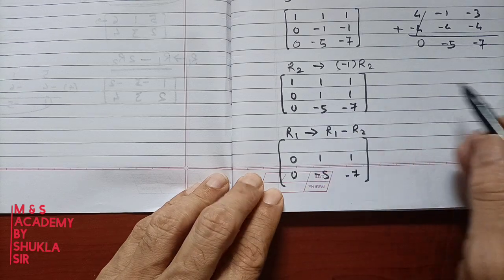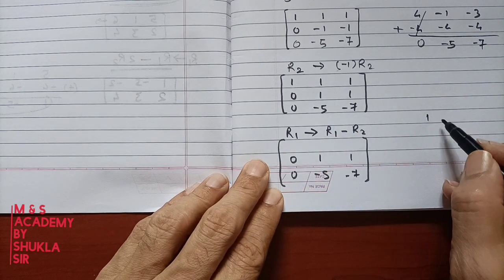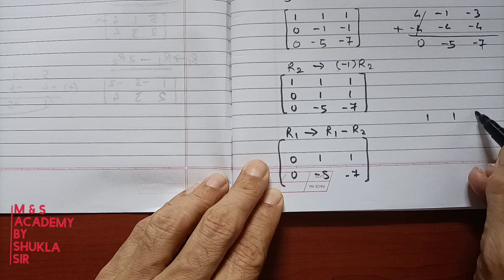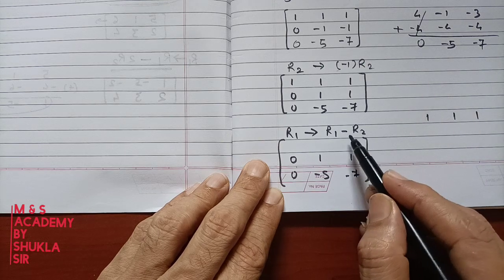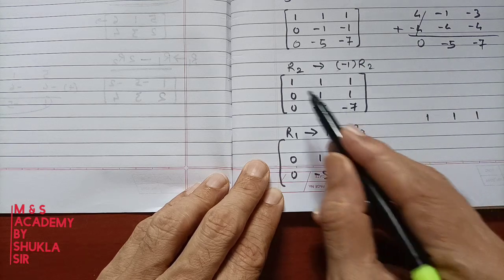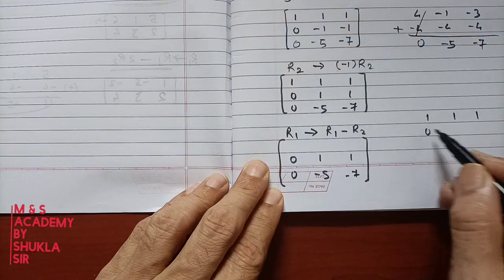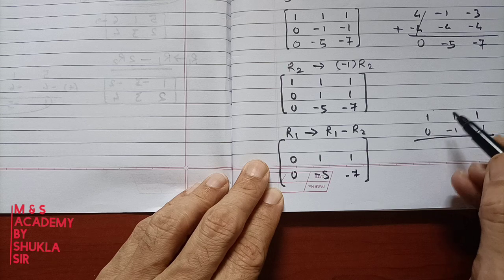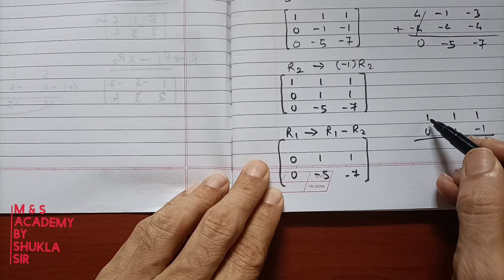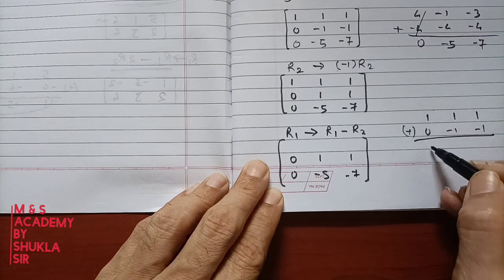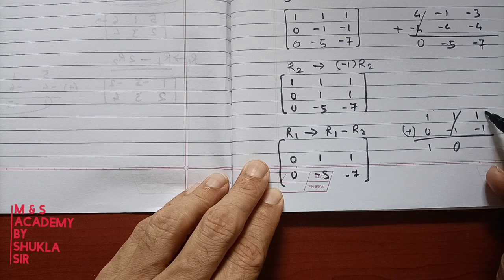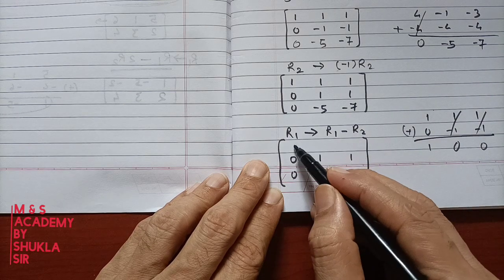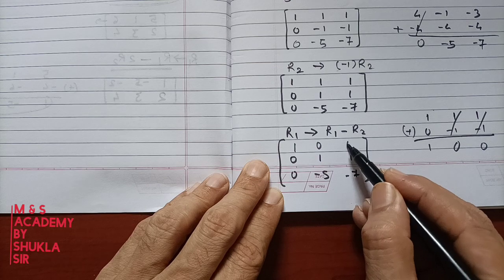And we'll write this element over here in a rough 1, 1, 1, and we'll write minus R2, all the elements with the minus. So this is 0, this is minus 1, this is minus 1. So you can see 1 plus 0 is 1, plus minus gets 0, plus minus gets 0. So this is 1, 0 and 0.